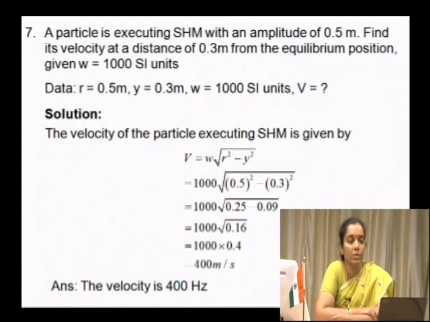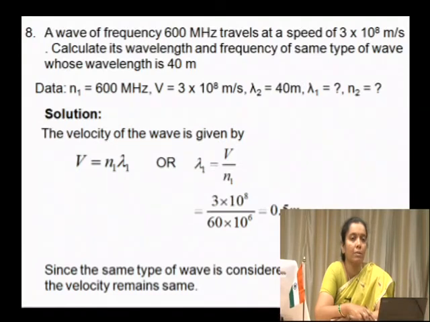So, the velocity of the simple harmonic motion is given by v is equal to omega root r square minus y square. So, omega is 1000, r is 0.5 meter, y is 0.3. Substituting those values, we get the velocity of the simple harmonic motion as 400 meters per second.